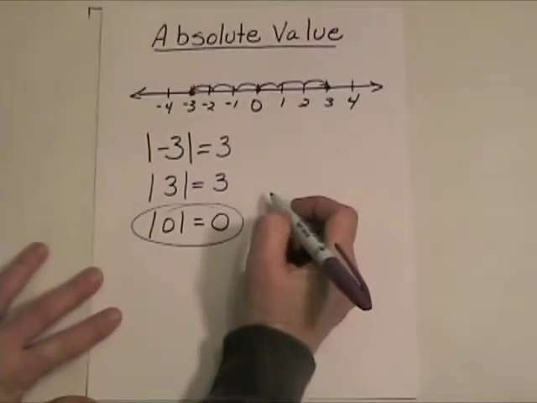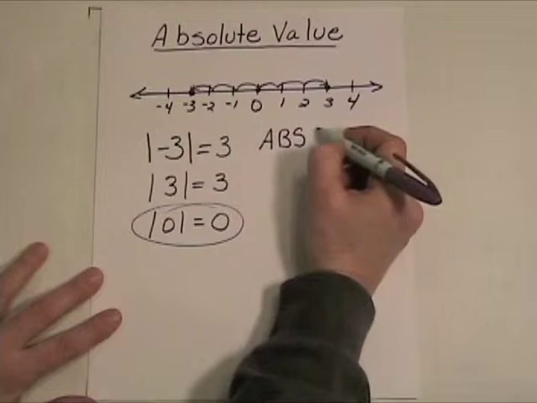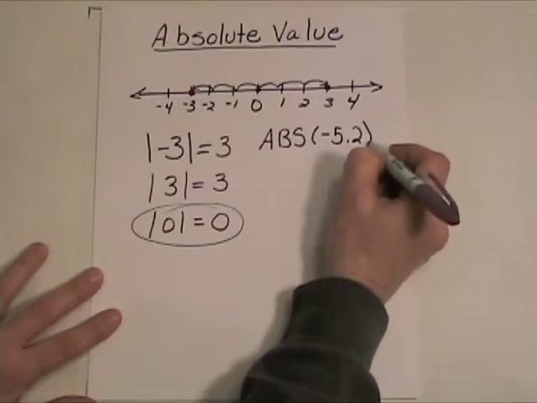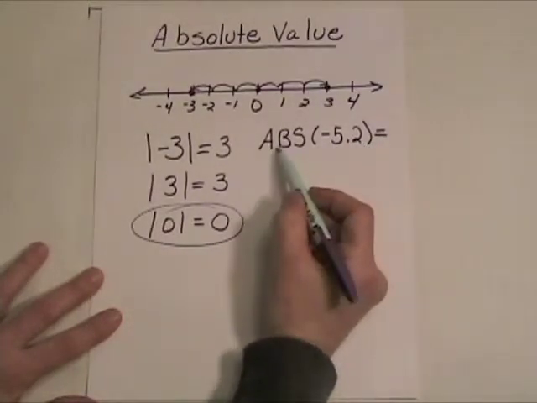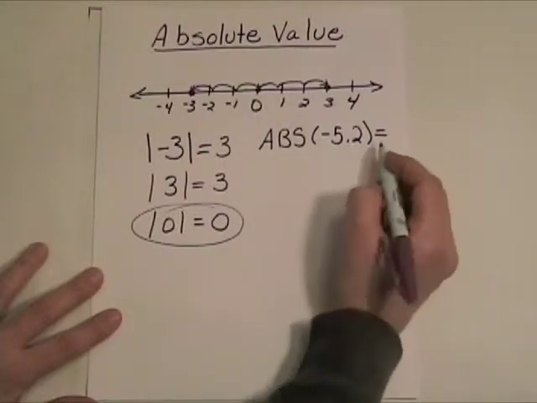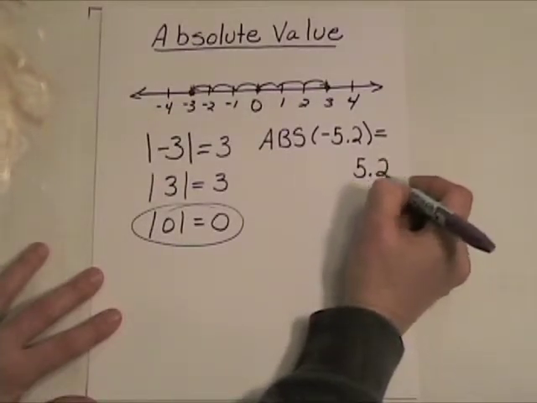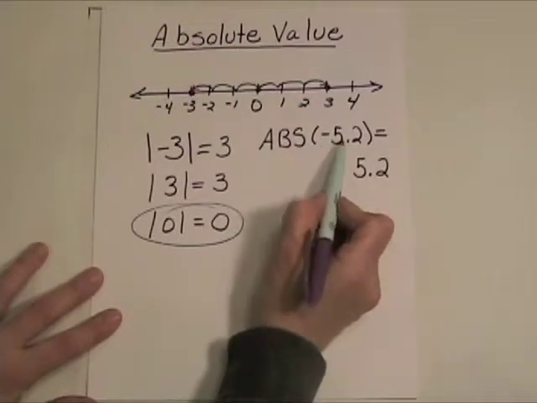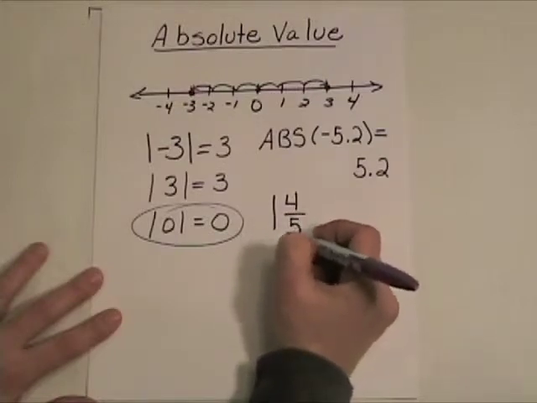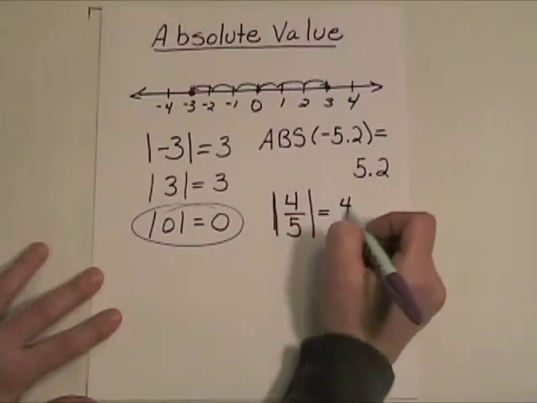There's another format here as well. If you see capital A, capital B, capital S, and then a set of parentheses with a number inside of the parentheses, this is computer code for the absolute value function. Alright, so what's the absolute value of -5 2/10? Well, +5 2/10. That's how many jumps away from 0 you would be if you were sitting at -5.2. Alright, what about the absolute value of a fraction? The absolute value of 4/5 is 4/5.